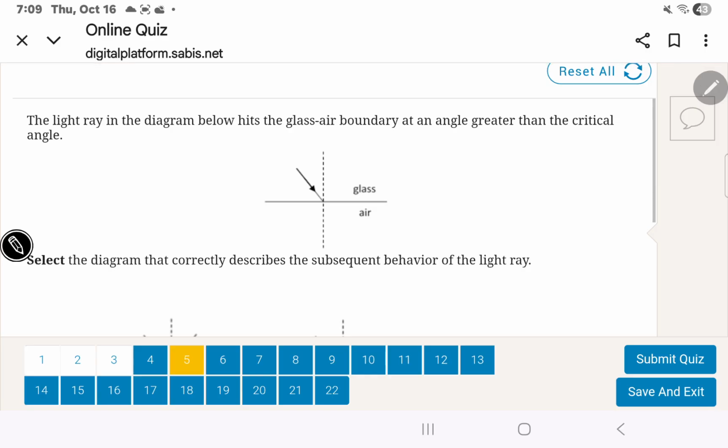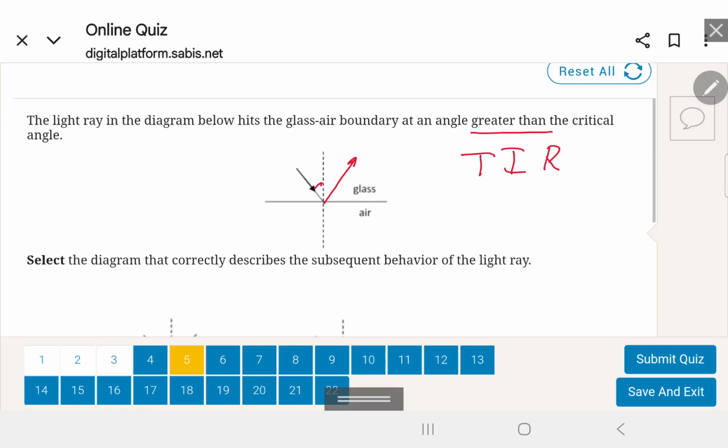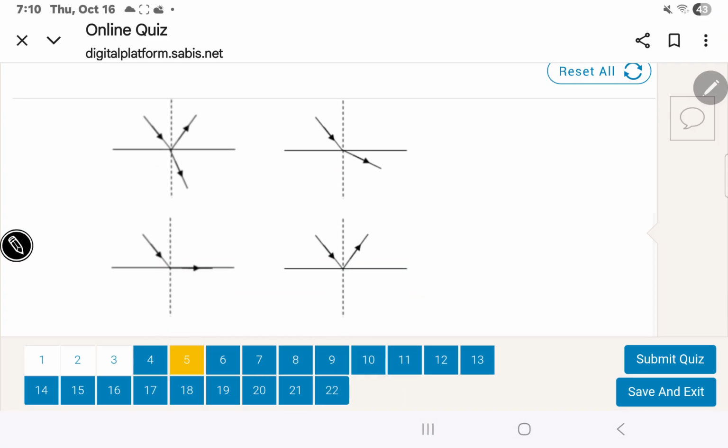Question number 5 now. The light ray in the diagram below hits the glass-air boundary at an angle greater than the critical angle. Select the diagram that correctly describes the subsequent behavior of the light ray. Here the keyword is greater than critical angle. So when this comes at an angle greater than the critical angle, it will not refract, it will be totally internally reflected, like this. This is total internal reflection, TIR. So here you choose the option that represents total internal reflection.